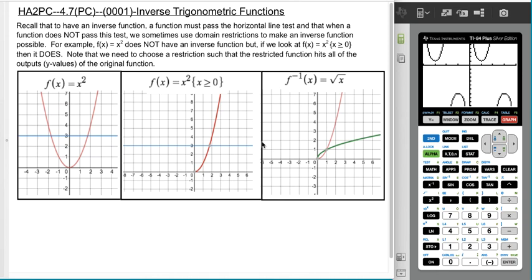All right, this is Honors Algebra 2 Pre-Calculus. We're doing 4.7 in Pre-Calc, which is inverse trigonometric functions. So let's do a quick review of how inverse functions work.